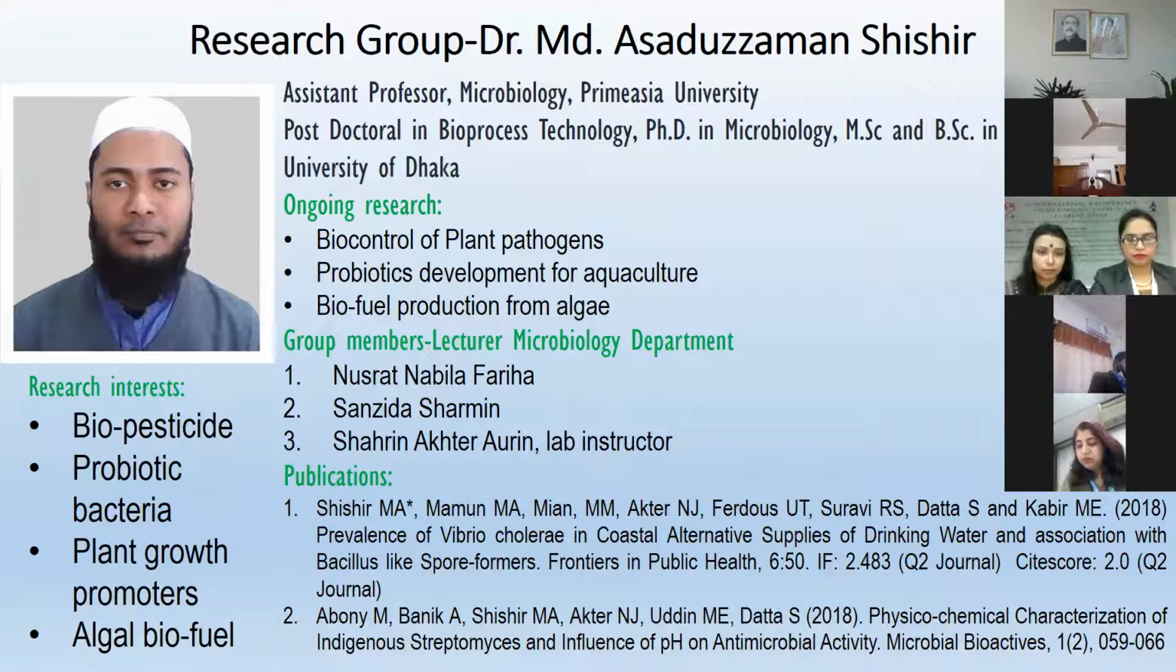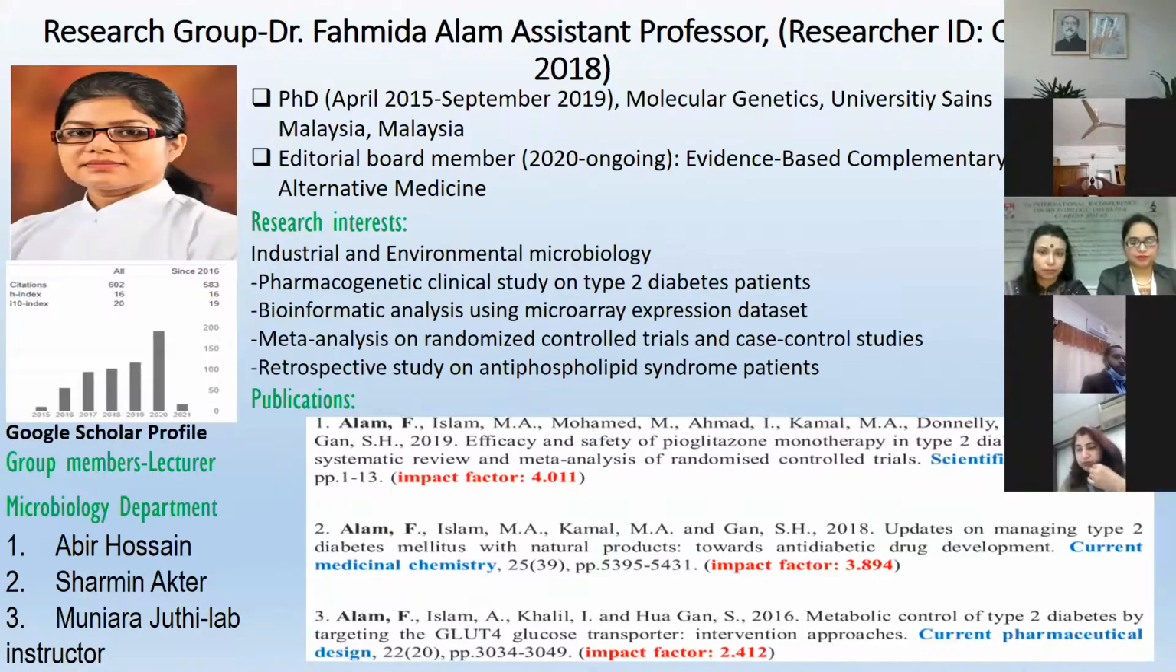Last but not the least, we have Dr. Fahmida Alam, assistant professor. She completed her PhD in molecular genetics from Universiti Sains Malaysia, Malaysia. She has also been an editorial board member in 2020 on evidence-based complementary and alternative medicine. Her group members would be Abir Hossain, Sharmin Akhtar, Munira Juthi. These are a few of her publications among the list of many.